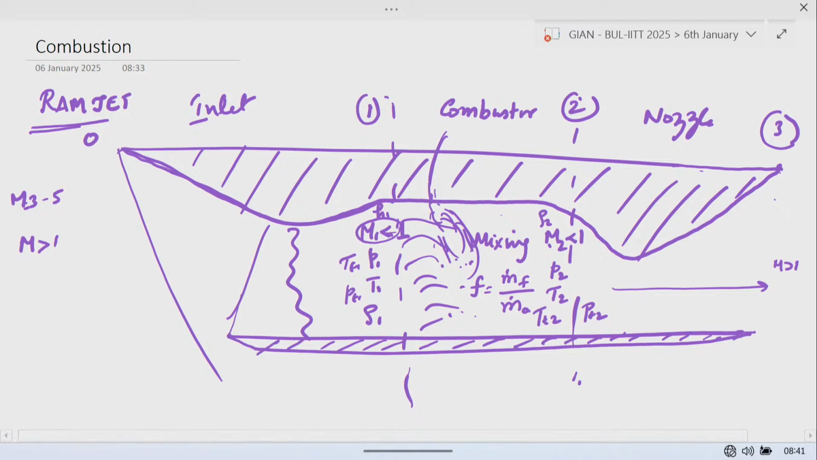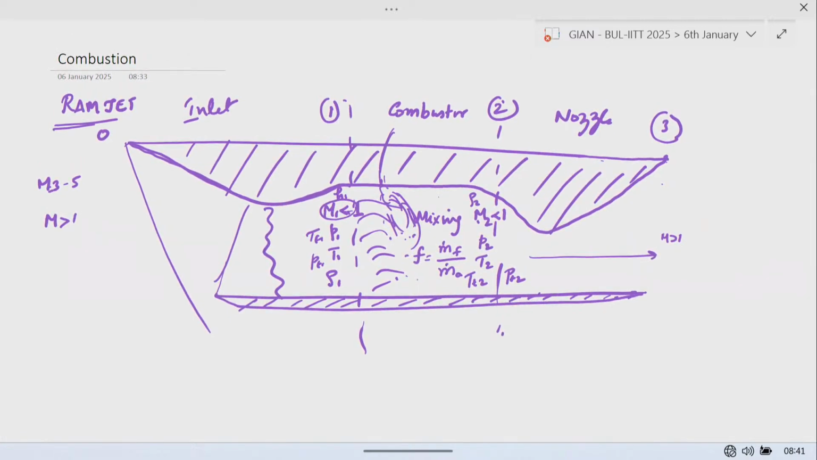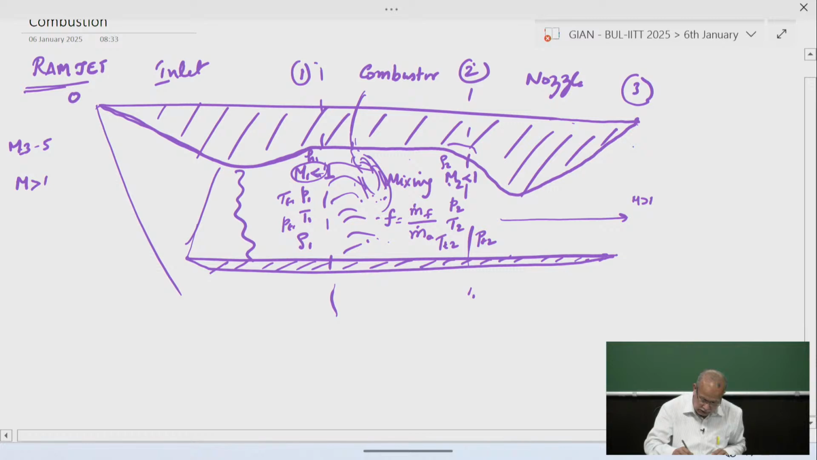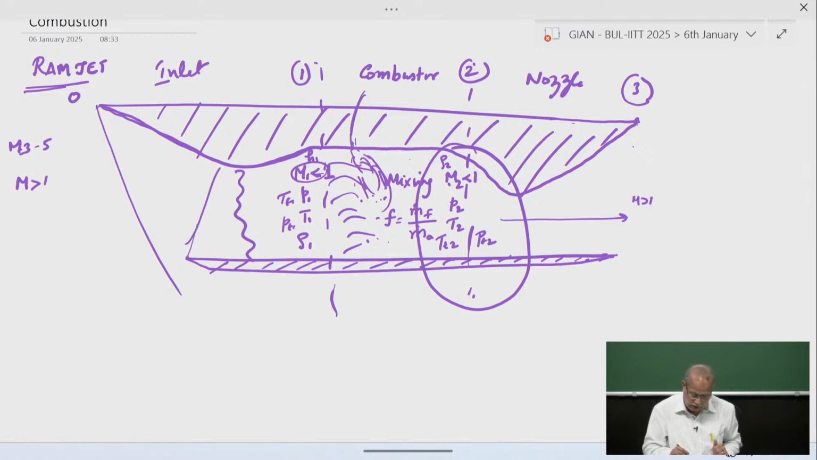Today we are going to understand how we can determine the parameters leaving the combustor, that is, the density, pressure, temperature, and so on.